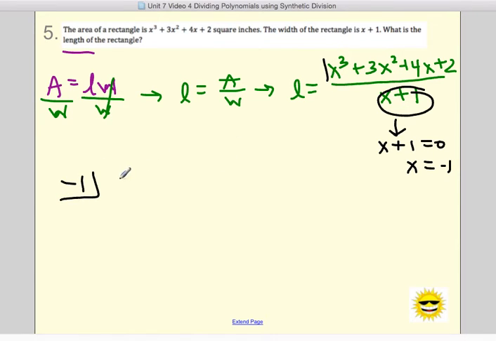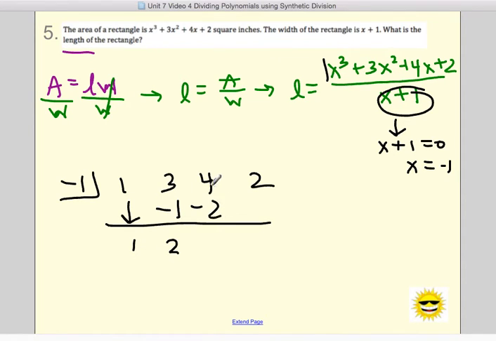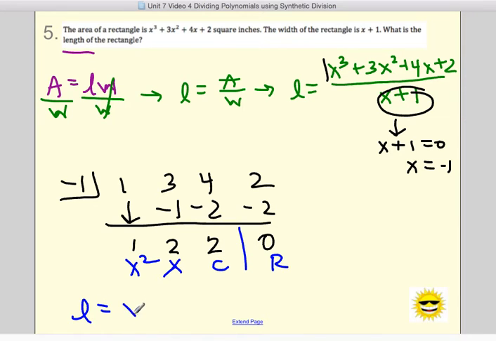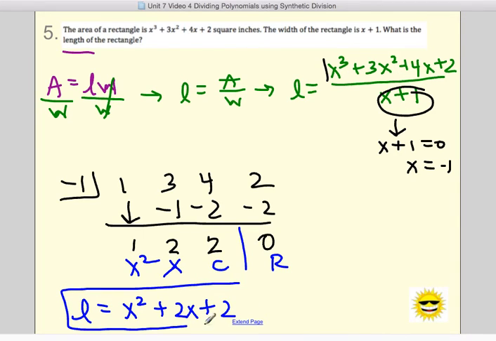Then I have 1, 3, 4, and 2. Bring down the 1, multiply, add, multiply, add, multiply, add, and there's my answer. So my remainder, my constant, my x, and my x squared. So this means my length is equal to x squared plus 2x plus 2. And there is my answer for number 5. If you have any questions on number 5, come and ask. Otherwise, let's move on to number 6.